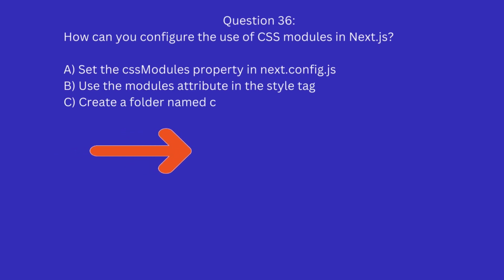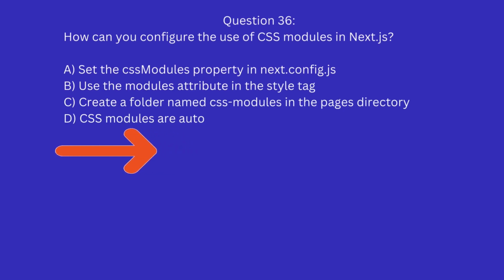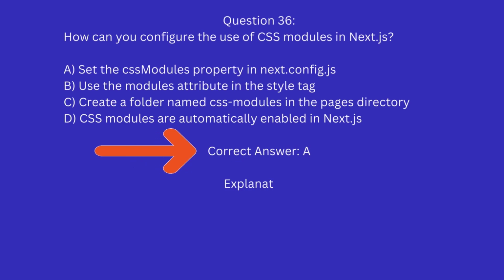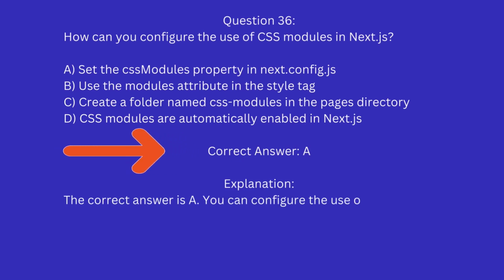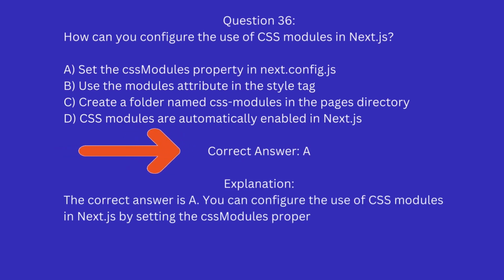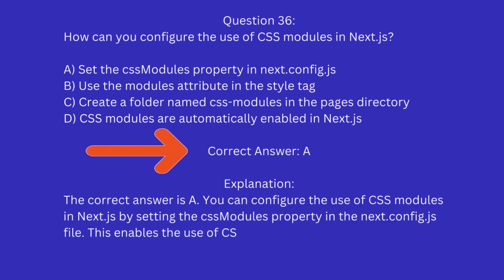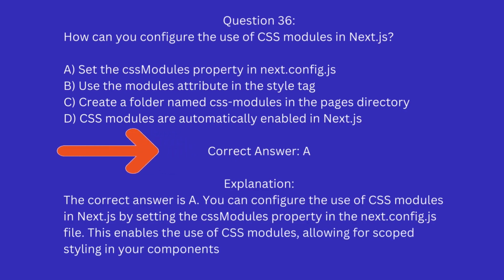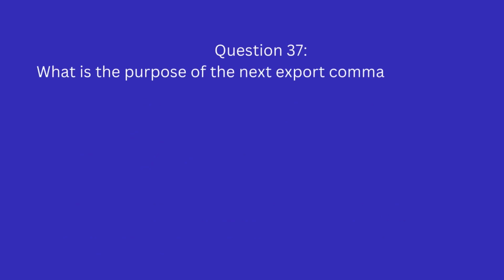You can configure the use of CSS modules in Next.js by setting the CSS modules property in the next.config.js file. This enables the use of CSS modules, allowing for scoped styling in your components. Question 37. What is the purpose of the next export command in Next.js?